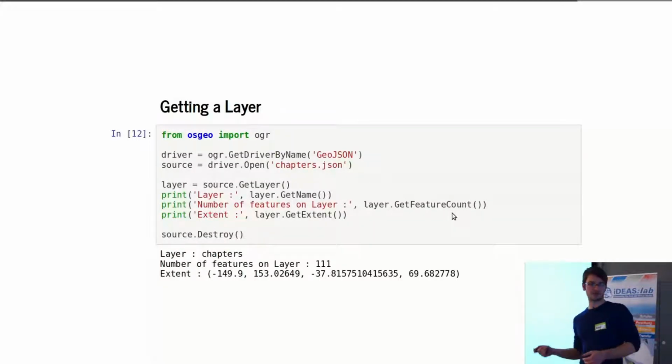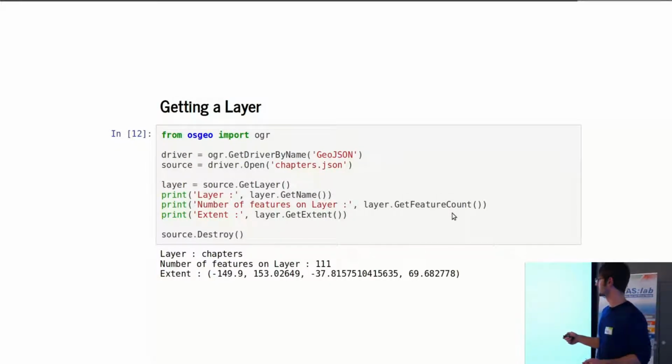For example, if you want to get the layer, this would look like this. You would have, as we saw before, the data source. Then you can get the layer with GetLayer. And then you can get some additional information about that layer, like the number of features here, the extent, and a whole lot of other information as well.